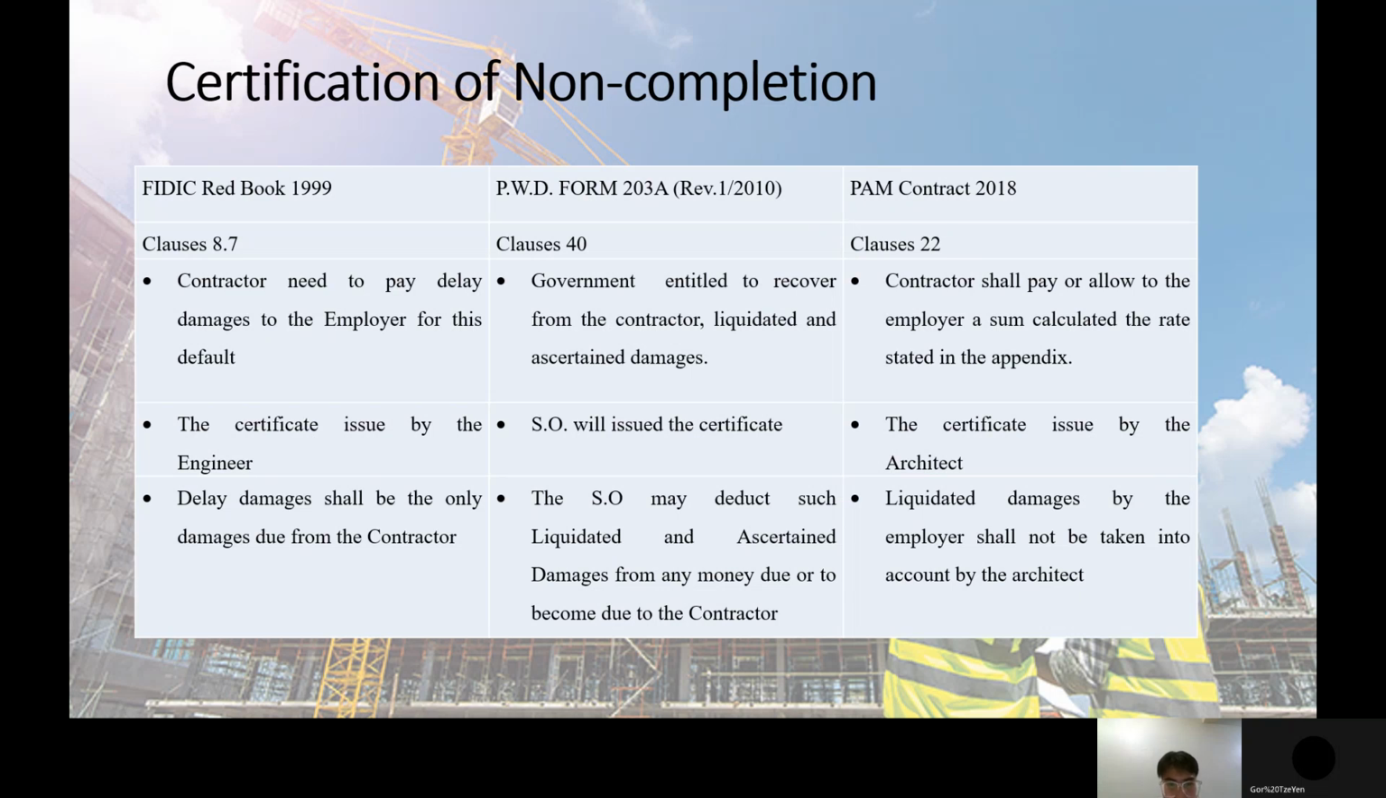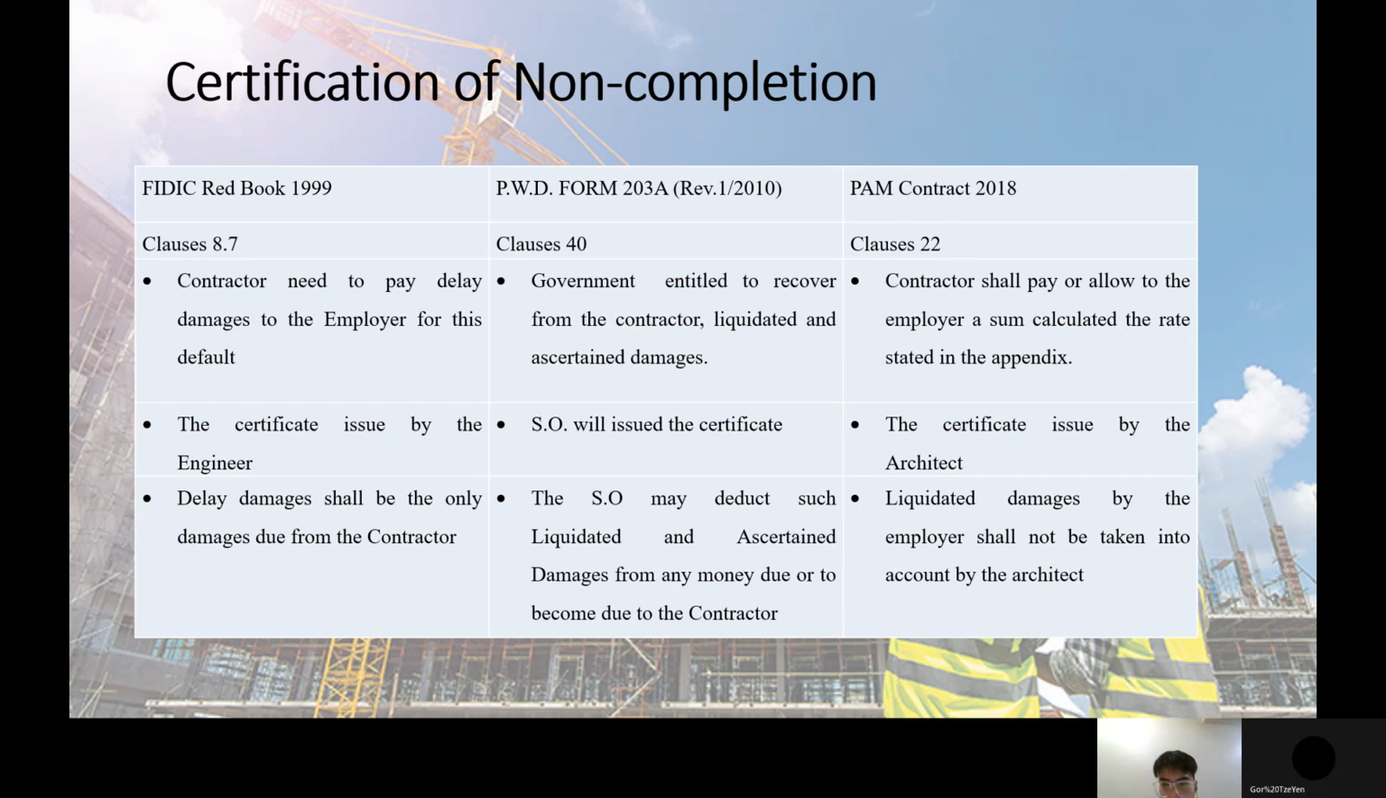Next is PWD Form 203A. It uses clause 40. The government is entitled to recover from the contractor liquidated and ascertained damages. The SO will issue the certificate, and the SO may deduct such liquidated and ascertained damages from any money due or to become due to the contractor.